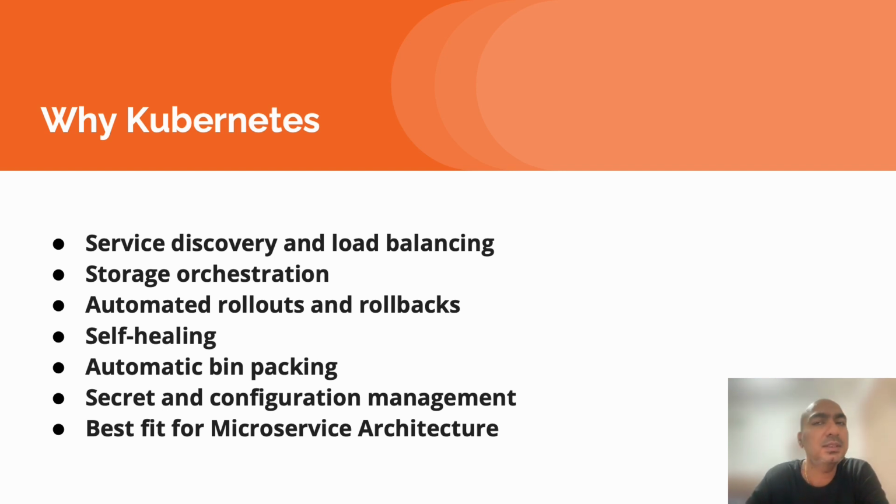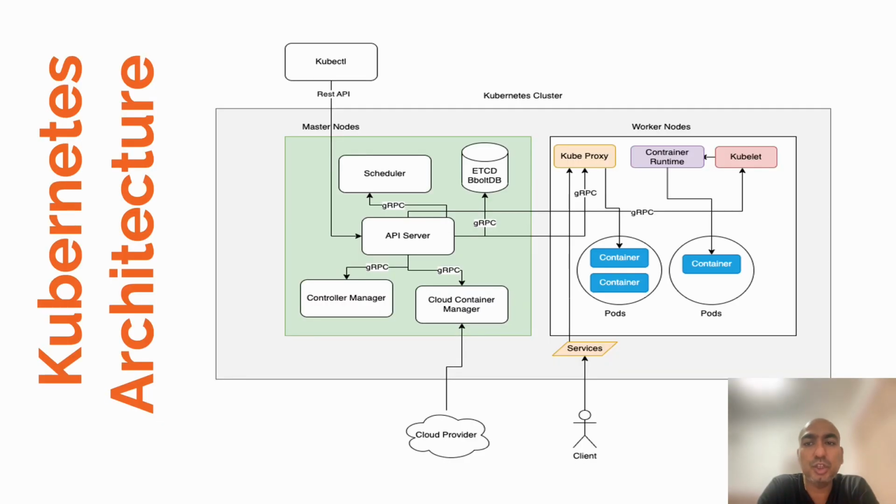And last but not least, Kubernetes is the best fit for microservice architecture. There are others, but this is the best fit. A Kubernetes cluster is a distributed system where the management of the system is called the control plane and the execution of the system is called the worker node.